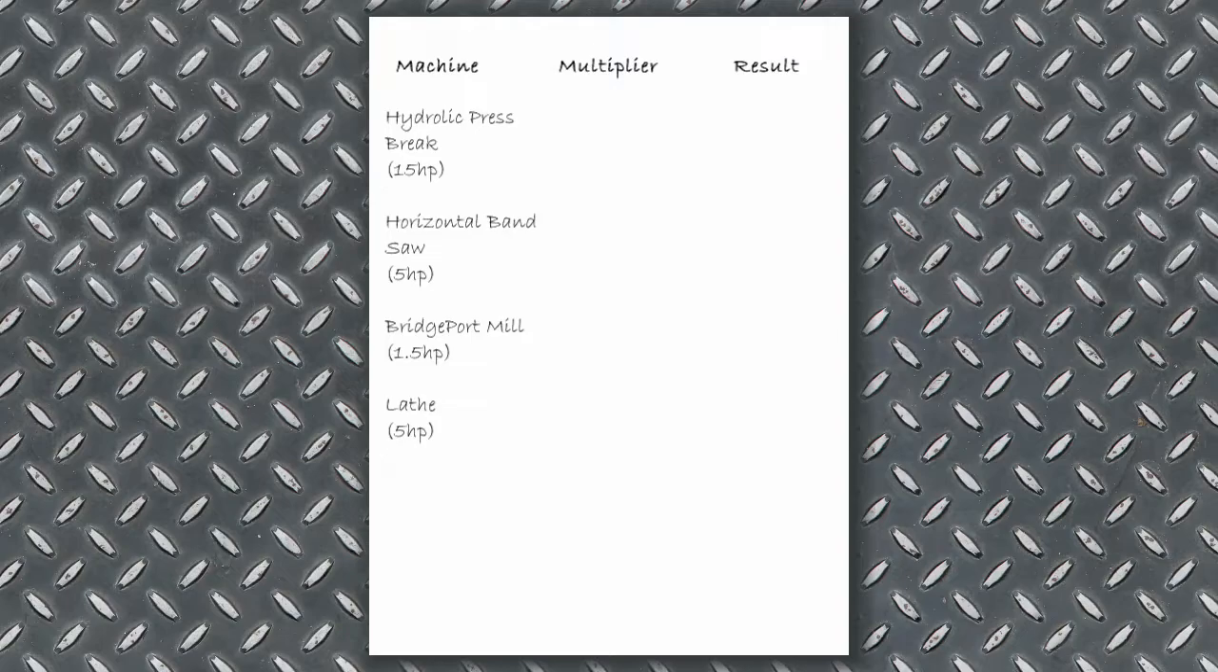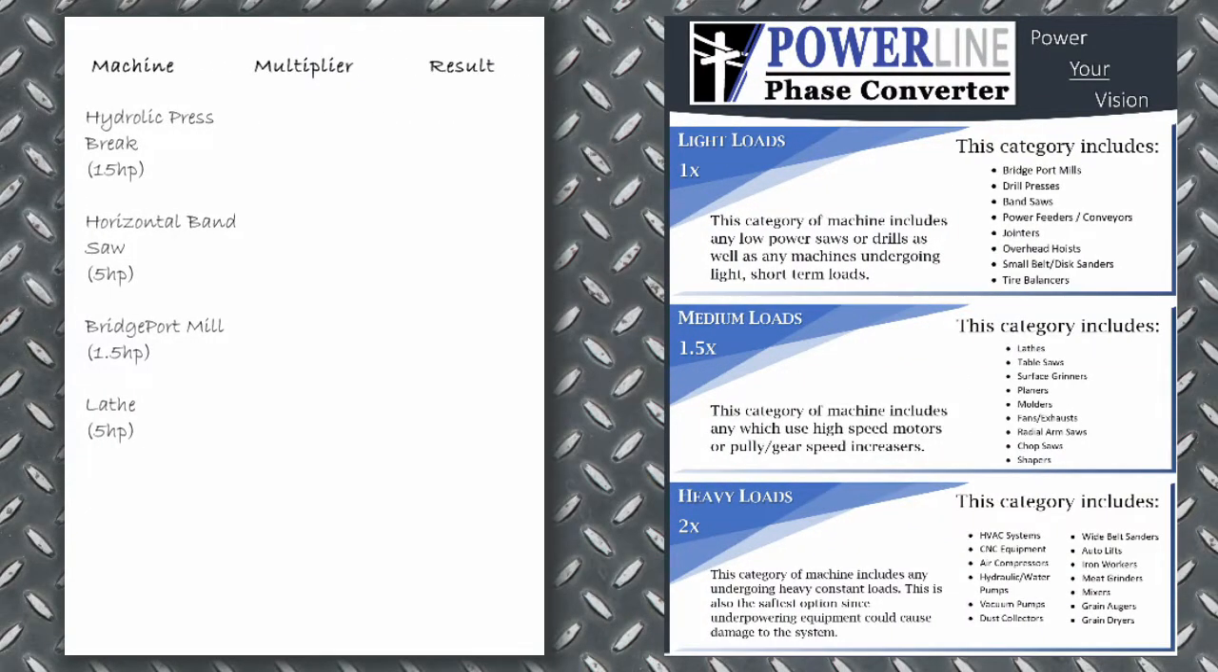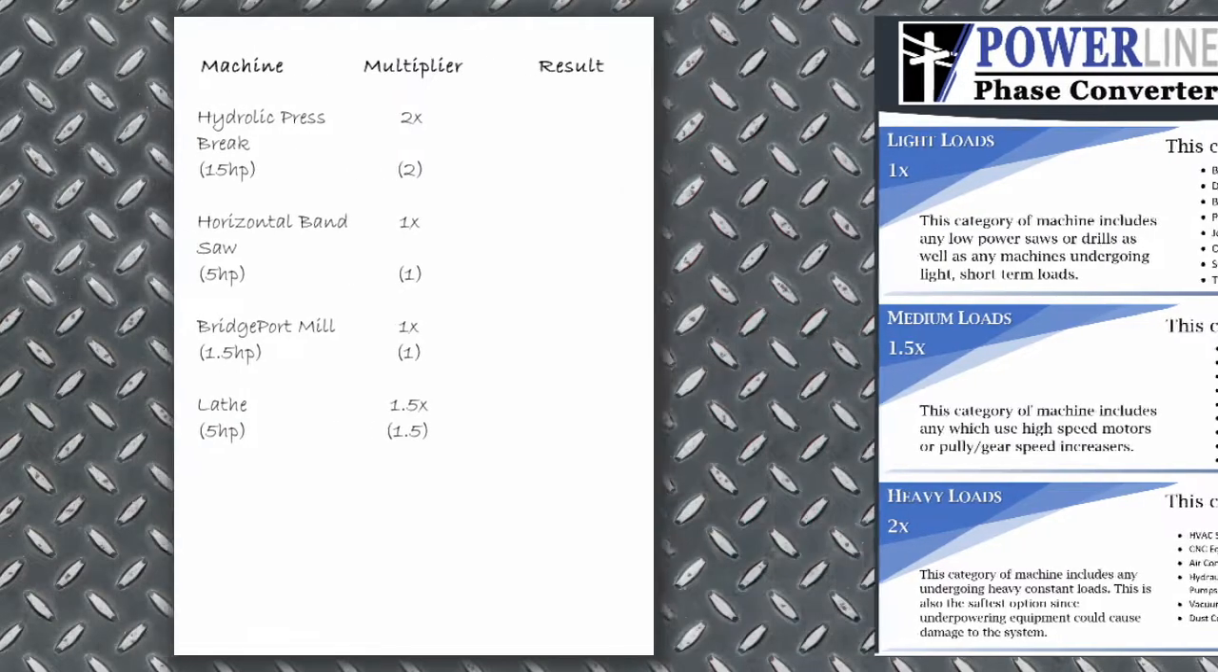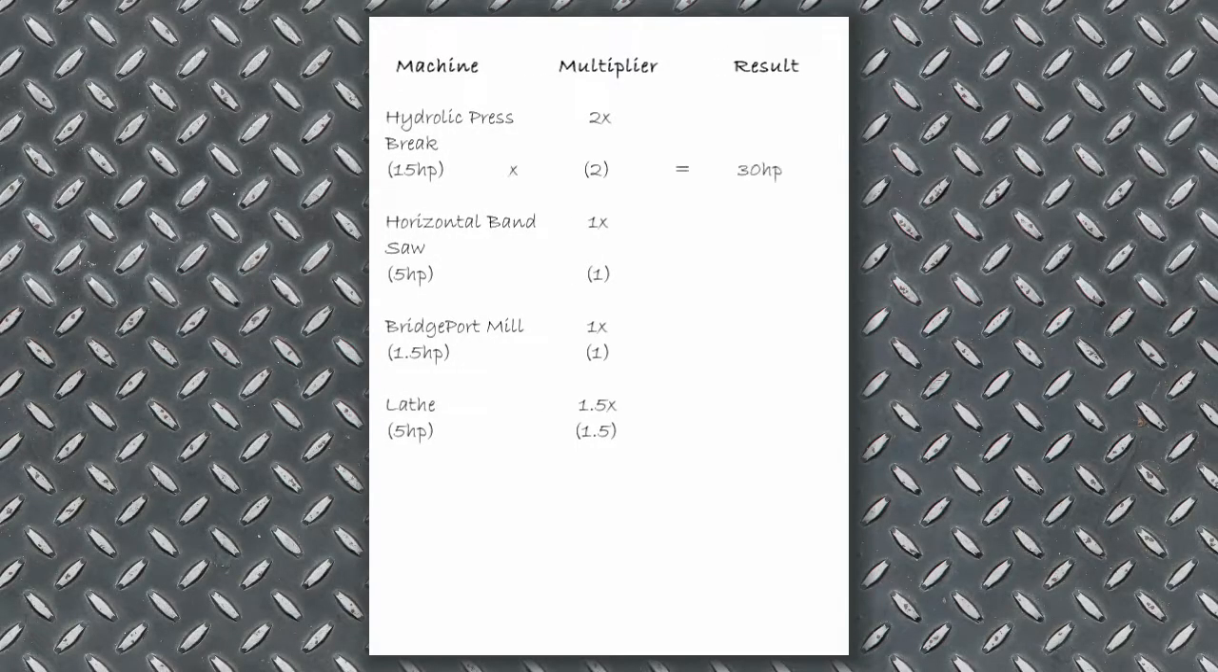Now we will look at all of the multipliers for each machine. For the hydraulic press brake, we'll need a 2x multiplier. For the bandsaw, we'll need a 1x multiplier. The Bridgeport mill will be a 1x multiplier. And the lathe will be a 1.5x multiplier. So the resultant need is 30 horsepower for the hydraulic press brake, 5 horsepower for the bandsaw, 1.5 horsepower for the Bridgeport mill, and 7.5 horsepower for the lathe.